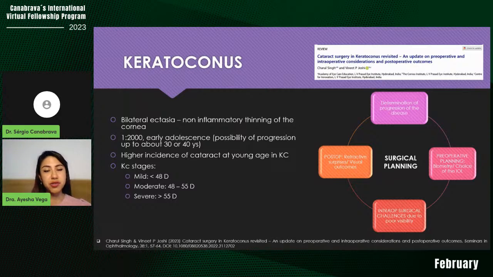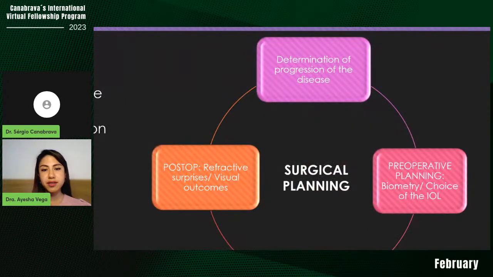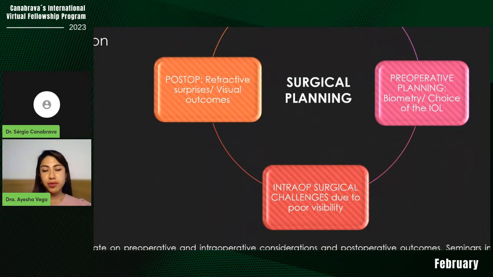We have four stages of keratoconus, but statistically speaking, especially for studies, we have three stages. The mild stage, with keratometry less than 48 diopters. The moderate stage, with keratometries between 48 and 55 diopters. And the severe stage, more than 55 diopters. The surgical planning of cataracts in patients with keratoconus brings several unique considerations, such as determination of the progression of the disease, preoperative planning, especially biometry and choosing the IOL. After that, the intraoperative surgical challenges are important too, especially because of poor visibility of the cornea because of its irregularity, and also the postoperative results, where refractive surprises and visual outcomes are very common.